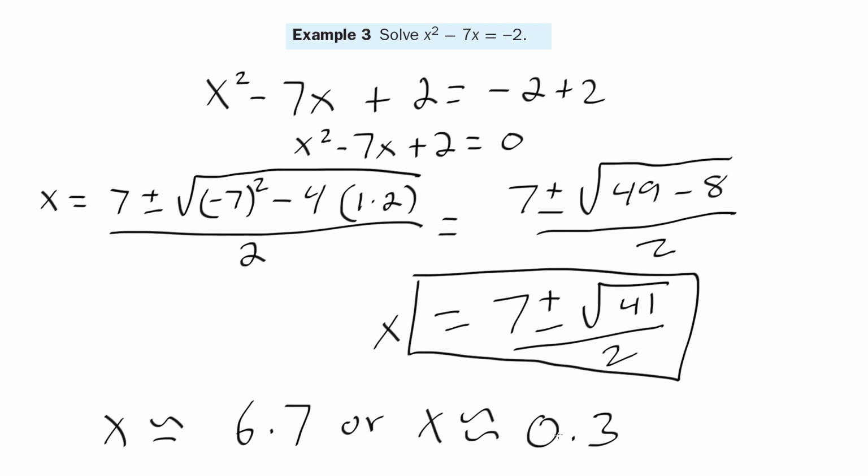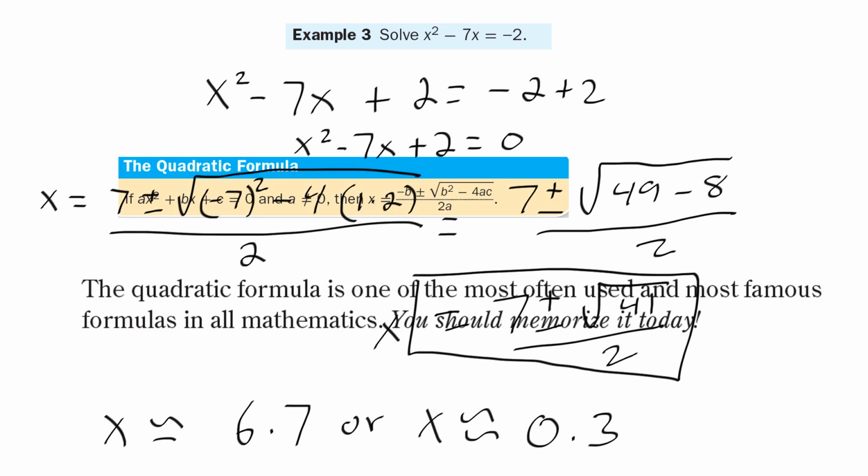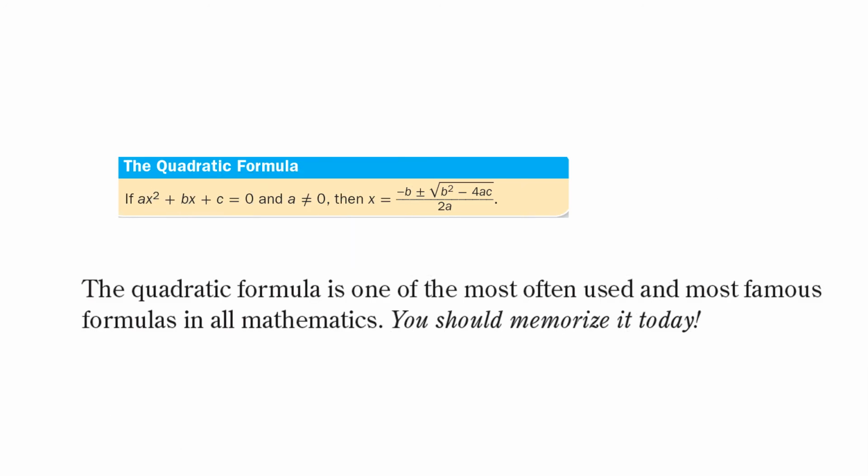Remember that you need to put it into the standard form of a quadratic equation in order to apply the quadratic formula. And that's in the form of ax squared plus bx plus c equals 0, where a doesn't equal 0, and we then know that x is equal to the opposite of b plus or minus the square root of b squared minus 4ac all over 2a.